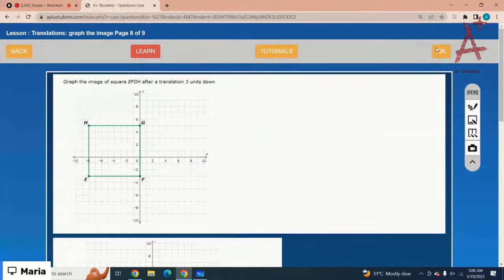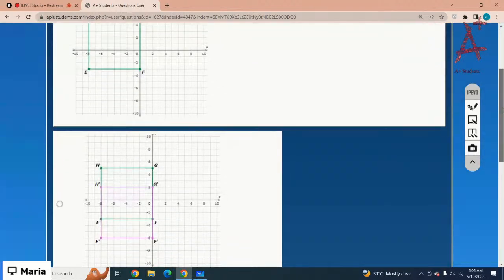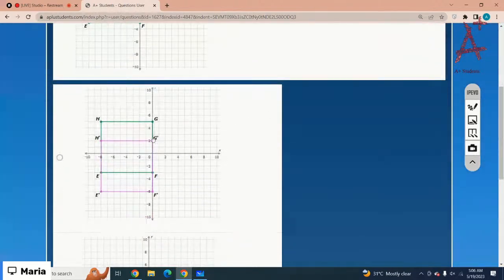Graph the image of square EFGH after a translation of 3 units down. So which is the correct option? Three units down you have to translate: 1, 2, 3. So that would be the correct option.